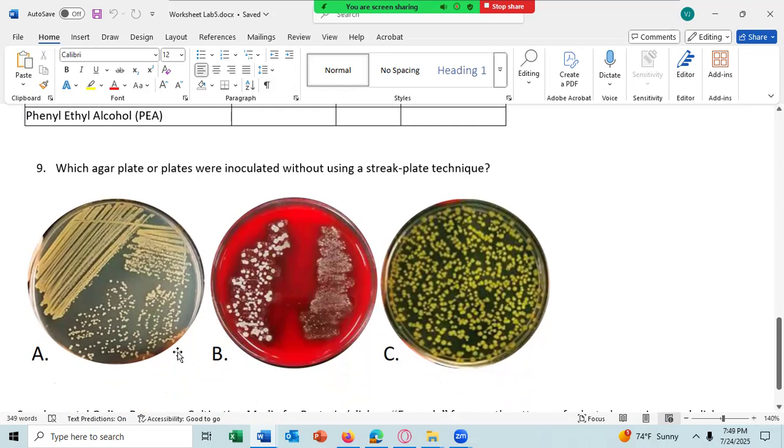For number 9, we have 3 different plates here. Which of the agar plates or plates were inoculated without using the streak plate technique? If you think it was A, answer A. If you think it was B, answer B. If you think it's C, answer C. If it's 2 of them, put 2 answers. Any question about any of that?